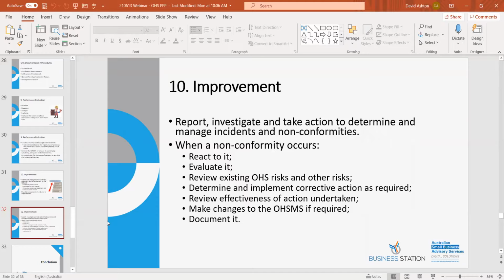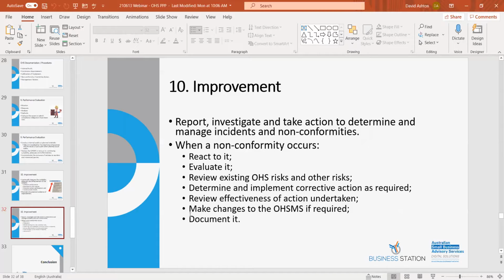And then, if required, you need to make changes to the OHS management system, and document those changes and the decision making around why those changes were made. Again, the auditor is going to look for evidence of changes in the system, but also for the process that led to that change and why it happened.